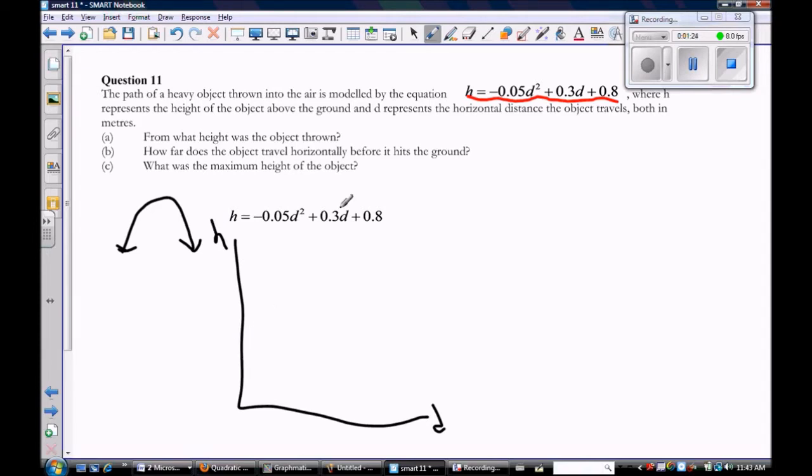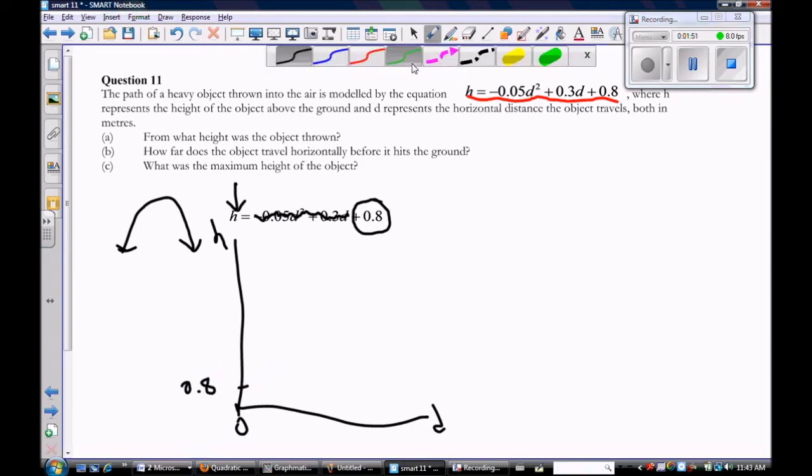The next thing I like to do is look over here, because we know that this is an important value in standard form. This represents the starting position, in this case, of your height. So when d equals 0, that's where this graph starts. And when d is 0, I can ignore this term and this term. So I know that I'm going to start at 0.8 meters. And now I have a feel for what's going to happen.